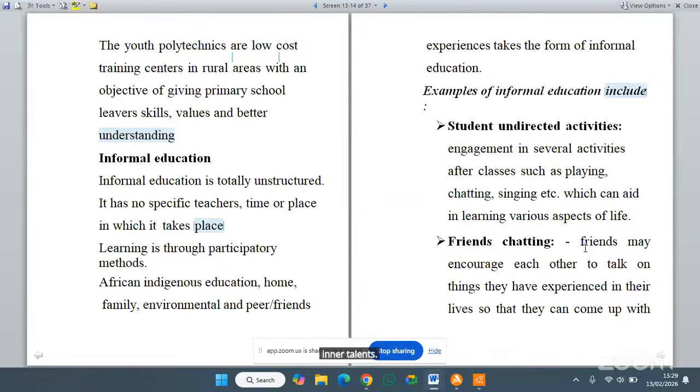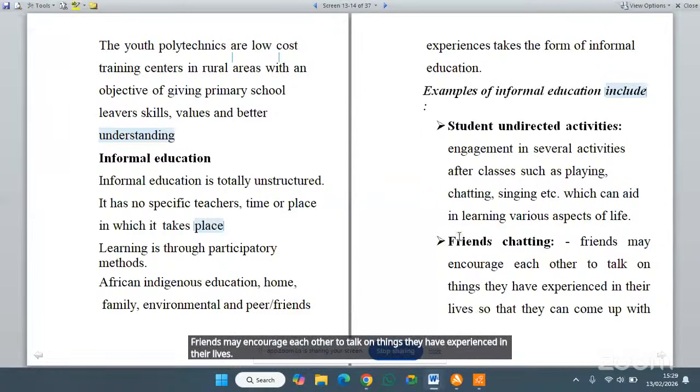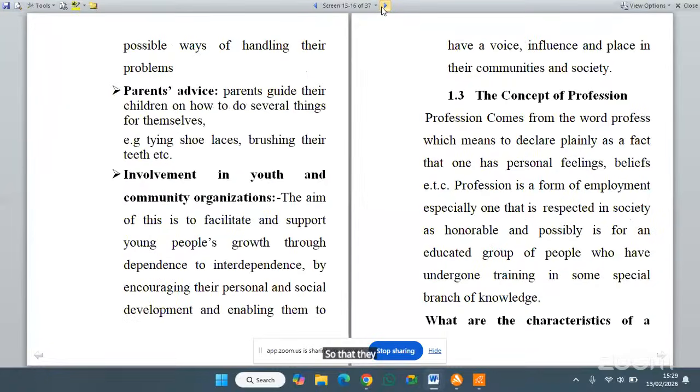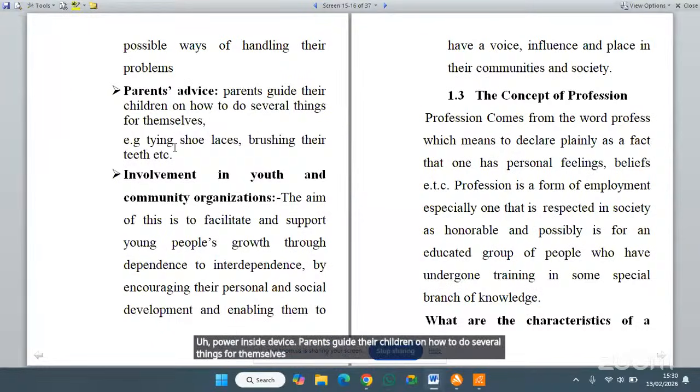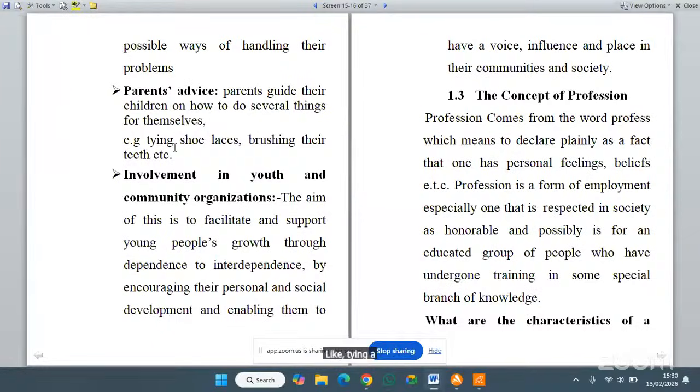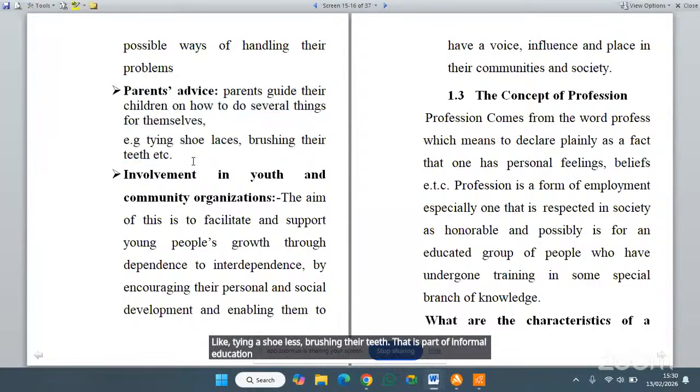Another example is friends chatting. Friends may encourage each other to talk on things they have experienced in their lives so that they can come up with possible ways of handling their problems. Parents advise. Parents guide their children on how to do several things for themselves, like tying a shoe lace, brushing their teeth. That is part of informal education provided by parents at home.